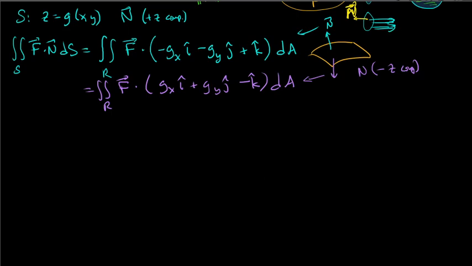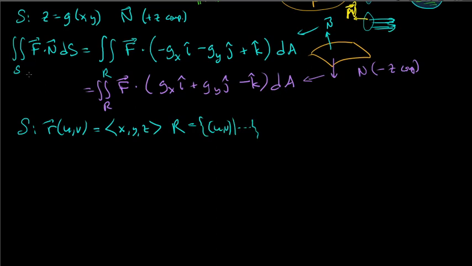Now, suppose that S is given parametrically, as a function r of u and v, and that's just the usual x, y, and z. We know they depend on u and v, and this is over a region R of the uv plane, with some condition on u and v. Here, of course, R will be a set of points x, y in the xy plane. I forgot to mention that, but I think we've done that before too.